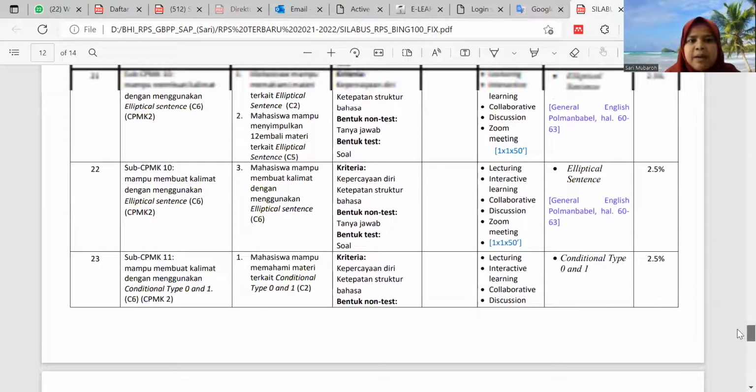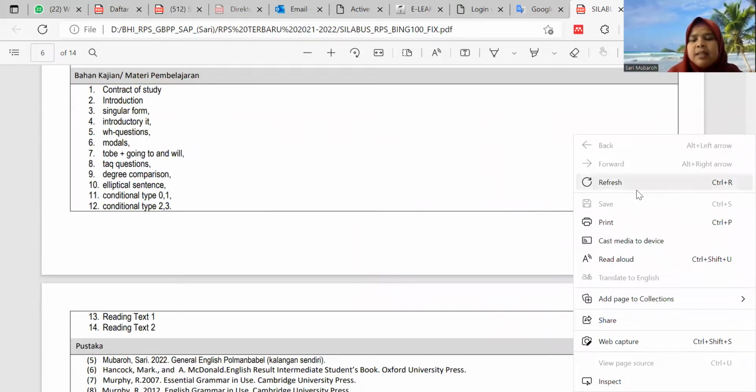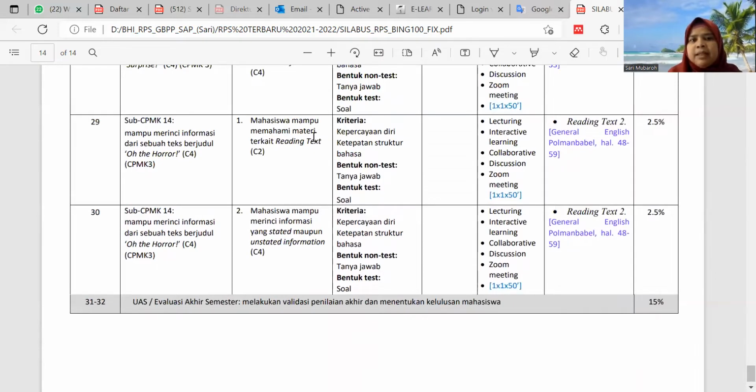Okay, that's our lesson plan. You can get this lesson plan in our e-learning. I will share this in e-learning. So I stop sharing. Okay. What about our lesson plan? Is it clear? Yeah, perhaps it's clear.